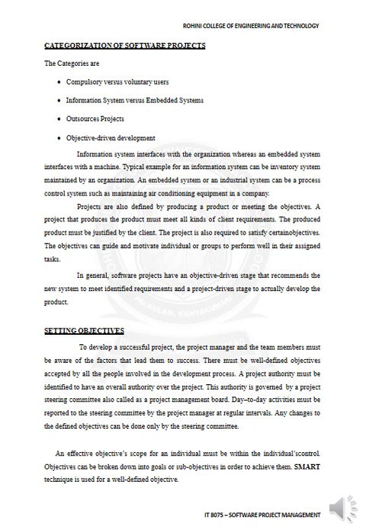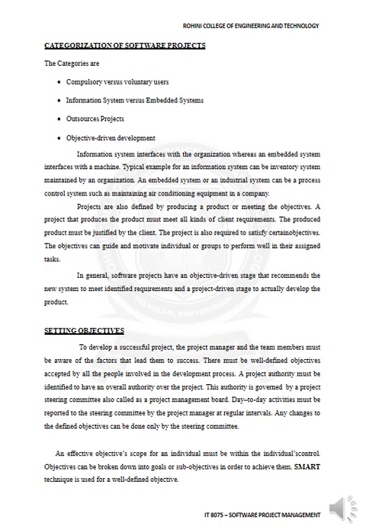Categorization of software projects. The categories are compulsory versus voluntary uses, information system versus embedded system, outsourced project, objective driven development. The information system interfaces with the organization, whereas an embedded system interfaces with the machine. An example of an information system can be an inventory that is maintained by an organization. An embedded system or industrial system can be a process control system such as maintaining air conditioning equipment in a company.